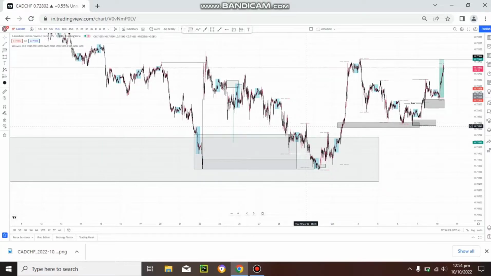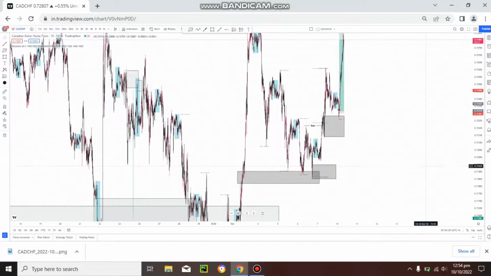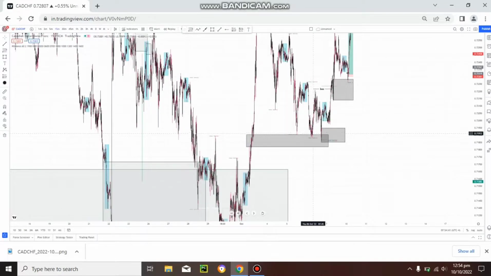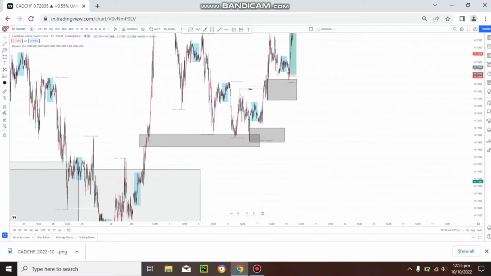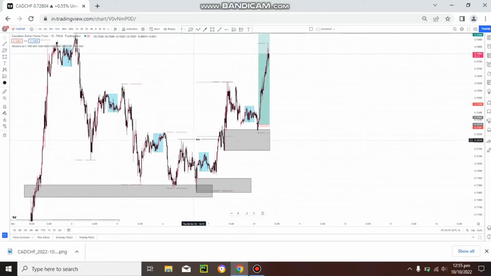The M15 switched structure and price rallied up. We have that beautiful mitigation of this demand zone here, and as you can see, price cleared this liquidity to mitigate this demand zone, and price also shot up. After that, we have this nice break of structure here, and price created this equal low, which is giving us the target level that we are looking at.